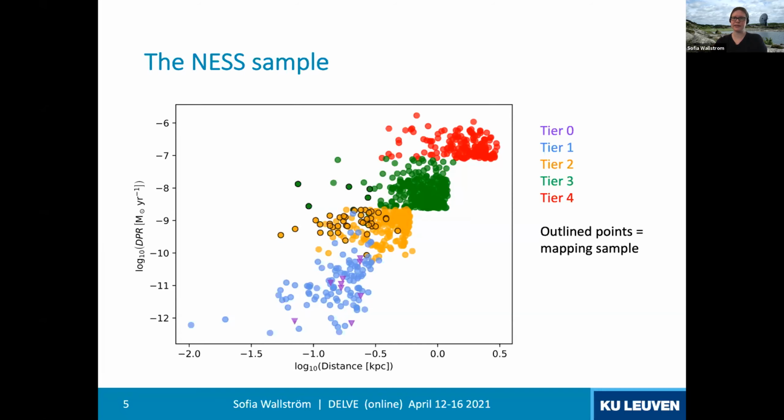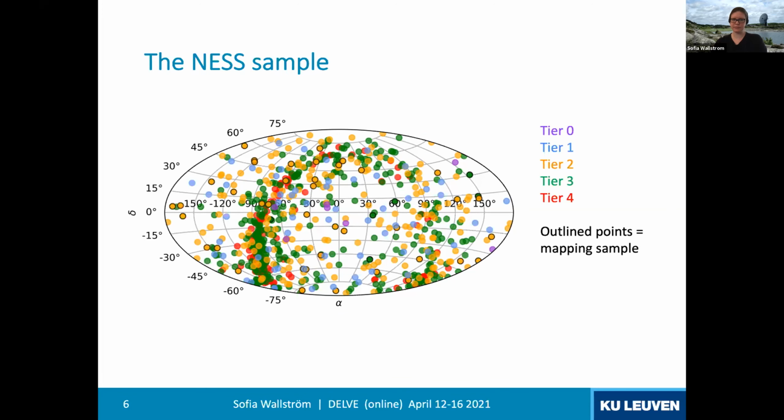Here's the same source plot, but as a sky view, so you can see how they're distributed throughout the sky. It's a pretty good coverage. There's some clumping towards the galactic center, of course, but that's reasonable.